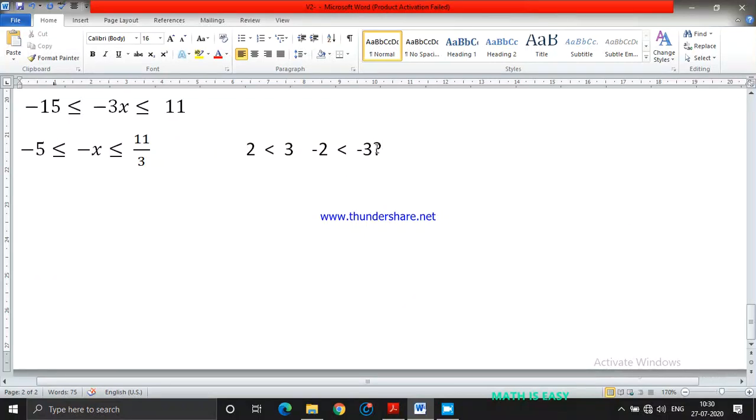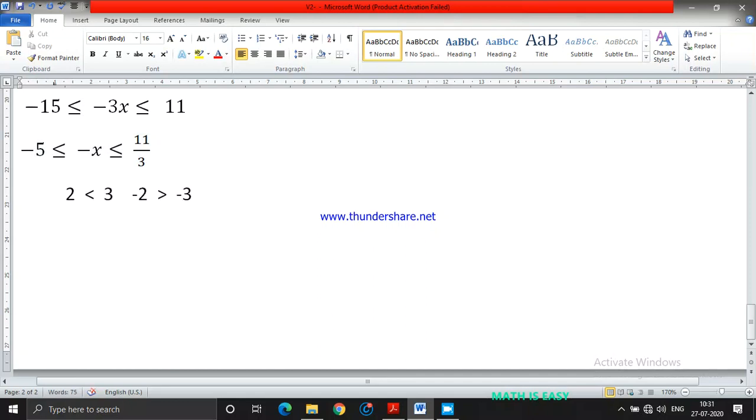Because in the number line, if I come from left to right, first minus 3 will come, then minus 2, minus 1, 0, and so on. So whichever comes on the leftmost, that is the smallest number on the number line. That's what we learned in the lower classes. So here when I multiply, 2 is less than 3, I know. Then minus 2 is not less than 3, minus 2 is greater than minus 3. Okay, so when I multiply with minus, less than will become greater than and greater than will become less than.